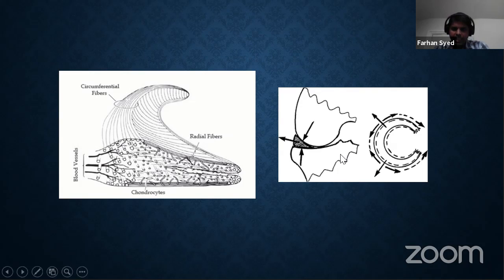This picture here shows the hoop stresses. What I mean by hoop stresses is that a longitudinal force is converted into a radial force, and this is known as the hoop stresses. And as I mentioned earlier, the circumferential fibers are important in maintaining these hoop stresses.